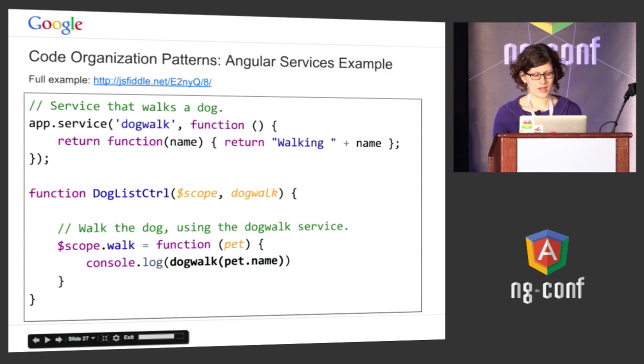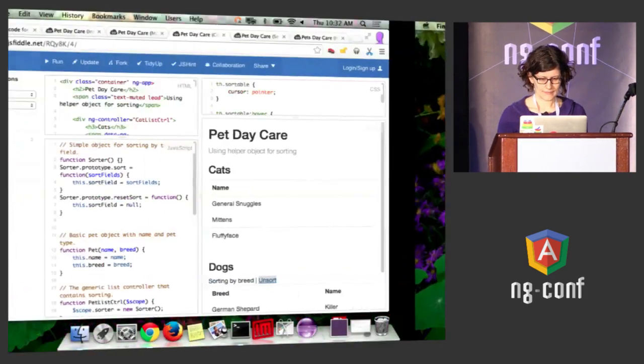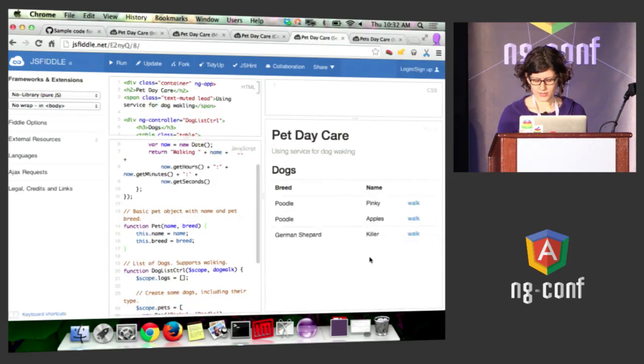So with my pet daycare now, I want to start adding a feature where I can walk dogs. And maybe I want to use this not just in my list page, but if I have a controller that does a single dog or something. So I have a dog walk service. In this case, it just says I'm walking the dog. But you can see here in the controller, you inject the service, and then you can just call it when you need. And so here's my example. As I walk the dog, it just lists out the dogs I've walked.